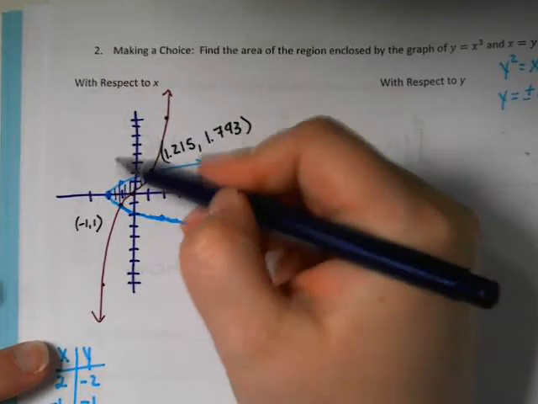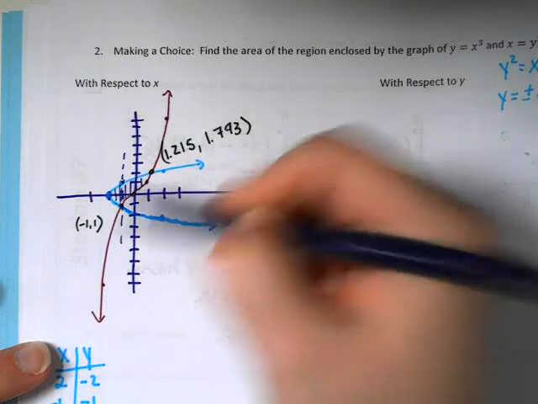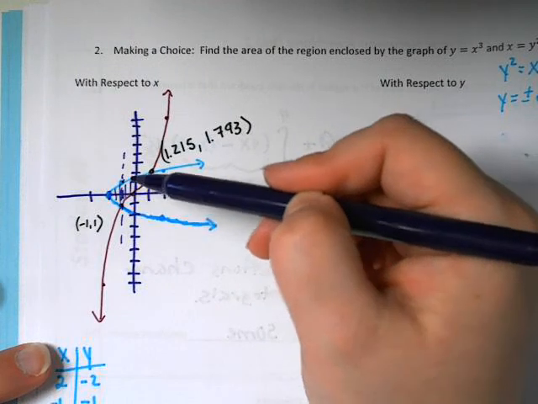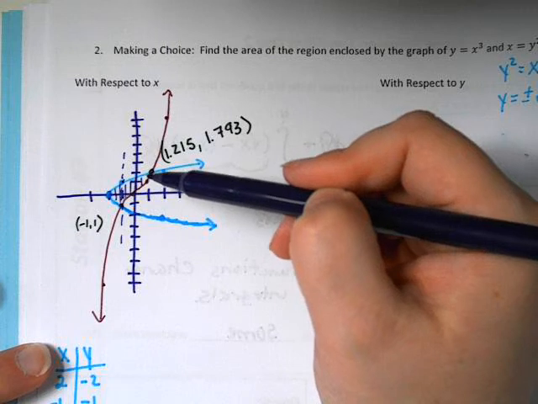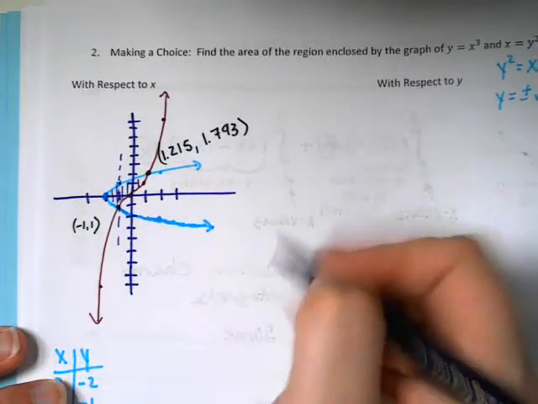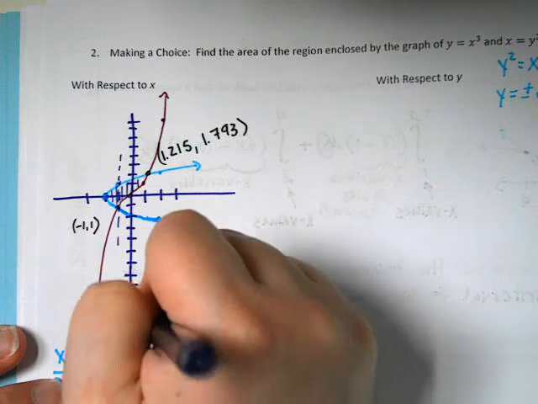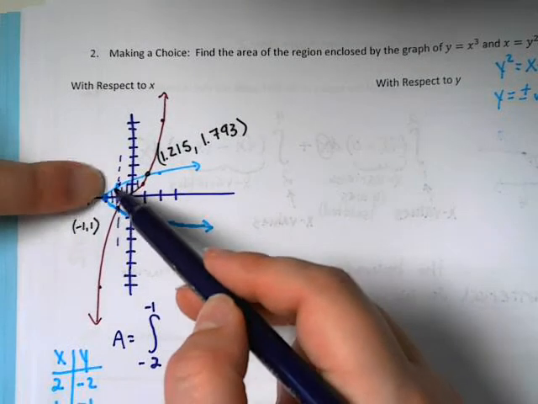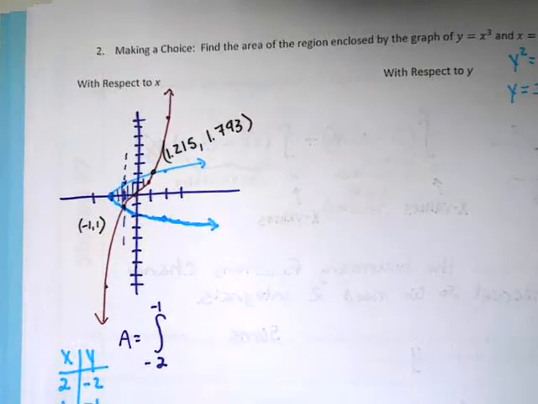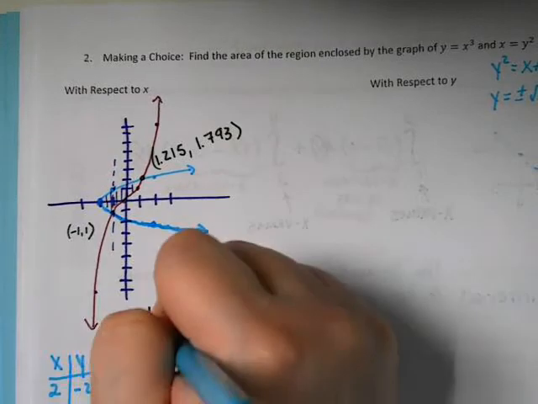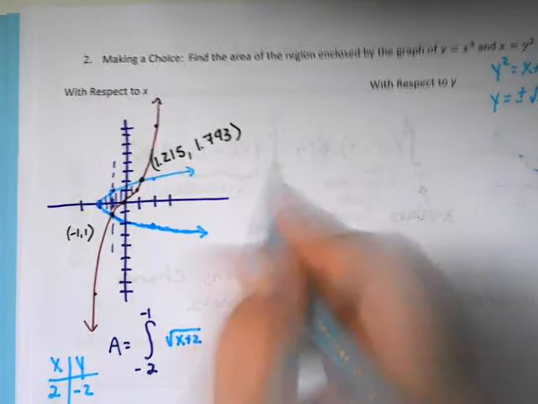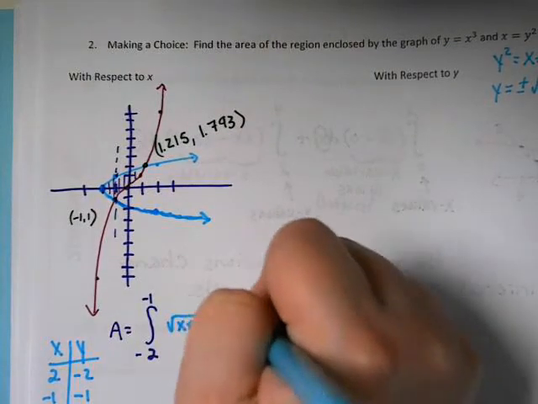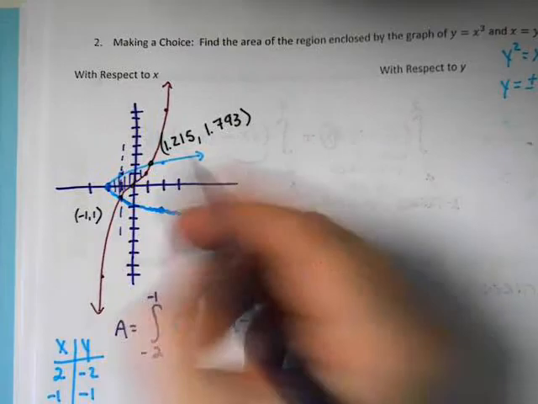So let's look here at x equals -1, because that's where it changes. From -2 to -1, it's blue minus blue. And then from -1 to 1.215, it's blue minus red. So we're going to set up those integrals. The area: we're going to do from -2 to -1, because those are our bounds here. We have the positive blue minus the negative blue. So we're going to do the positive square root of x plus 2 minus the negative square root of x plus 2, dx.